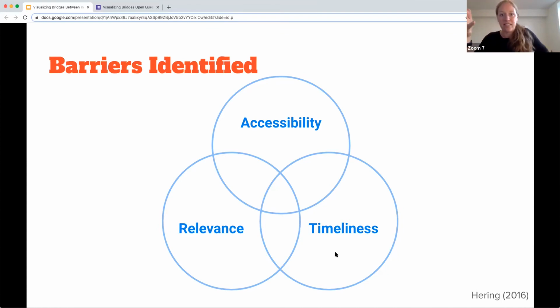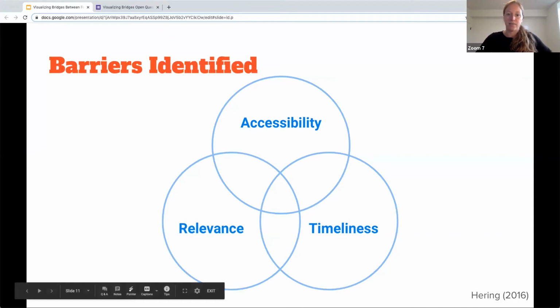And then lastly, timeliness. So information has to be available when it's needed. Otherwise, it's not going to go anywhere. So given the two above factors with accessibility and relevance, you add on timeliness, and there are three big barriers why there's a gap between research and practice.